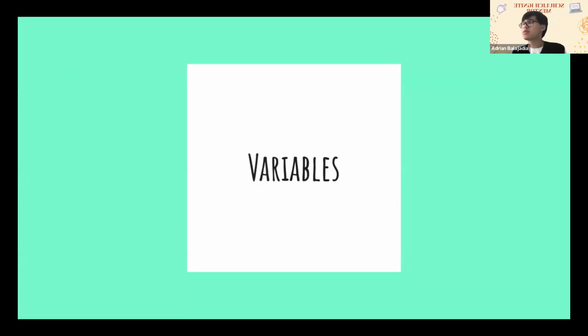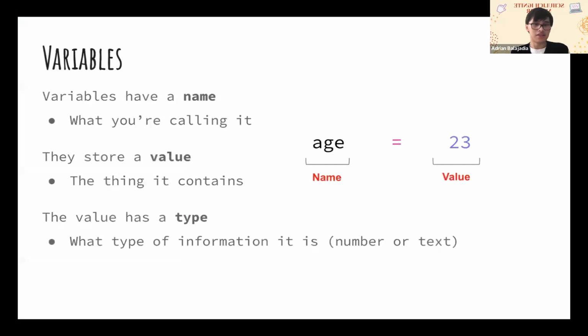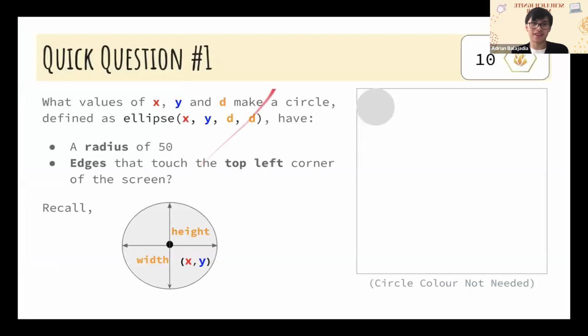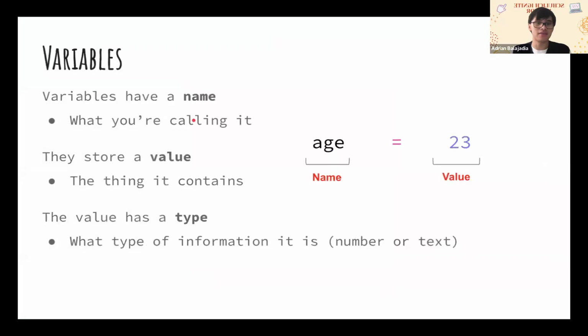And yeah, we'll go on to another important topic, something called variables. If you go back to when we were specifying ellipses, X, Y, D, these values are essentially called variables. All that they do is store some value or something that it contains. And really that's just what a variable is.